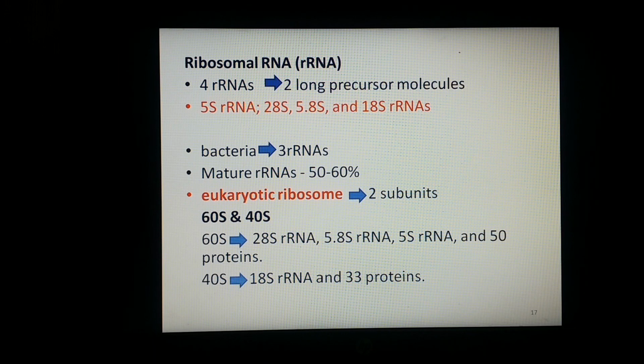However, the eukaryotic ribosome is composed of 2 subunits. You know that the larger one is known as the 60S, whereas the smaller one is known as the 40S subunit. The 60S subunit is composed of 28S RNA, 5.8S RNA and 5S RNA and 50 proteins, whereas the smaller one, the 40S subunit, is composed of 18S RNA and 33 proteins.